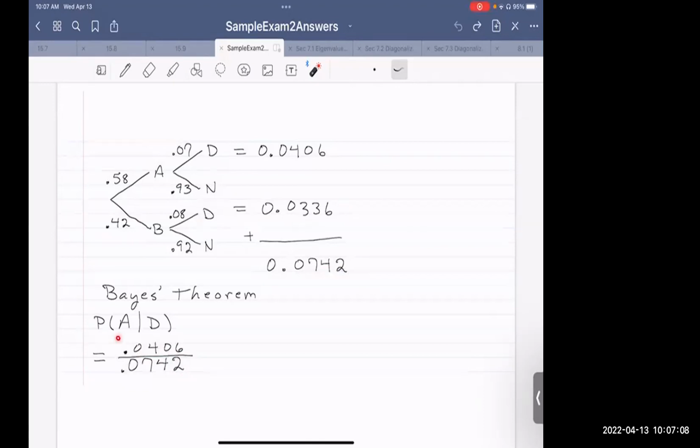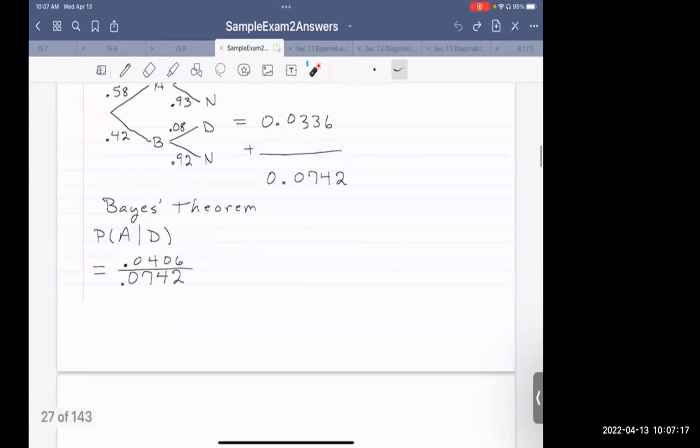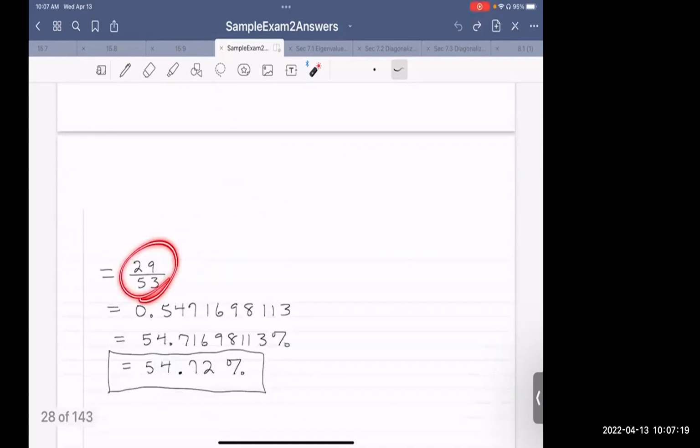I want that it's from store A. And so my numerator is 0.0406. And so I get 29 over 53, 0.54716981113. Let's move my decimal place 2 places to the right. And so 54.716981113%. Let's round to the nearest hundredth of a percent. So 54.72%.